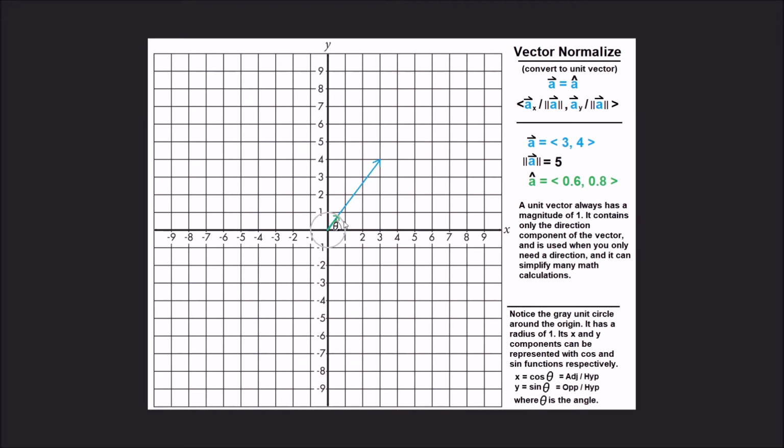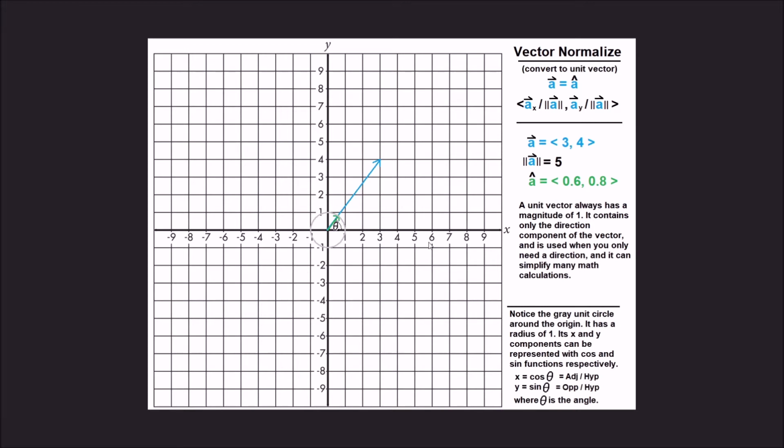All right, and to normalize it, once we've calculated the magnitude of vector A, we're going to divide both of its components by its own magnitude. So A's x component is divided by the magnitude of A, and A's y component is divided by the magnitude of A. The result is a unit vector that always has a magnitude of 1.